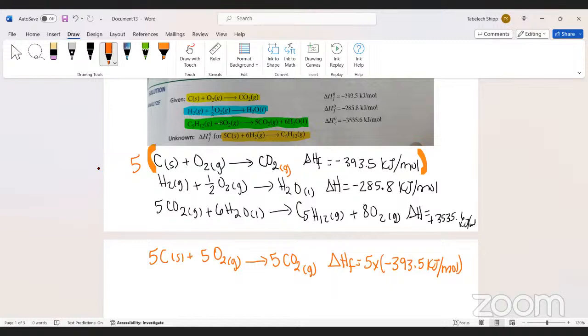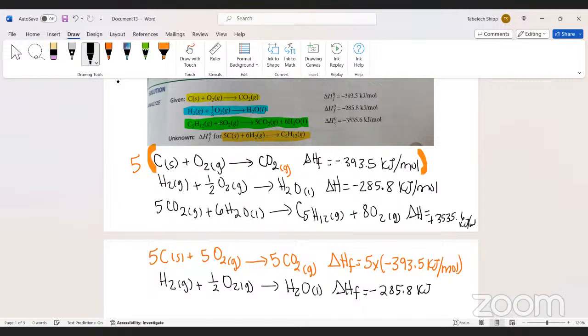I am going to keep the second reaction. That one doesn't change. So I'm going to write here H2 plus 1/2 O2 produces H2O liquid. Delta H is equal to negative 285.8 kilojoules per mole.